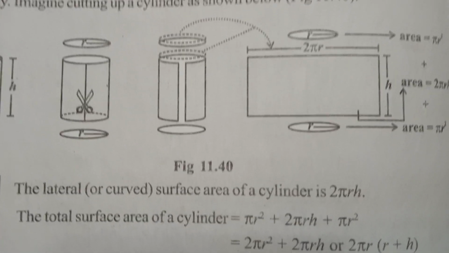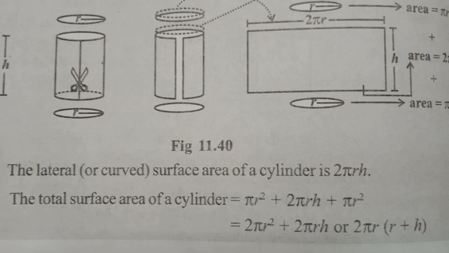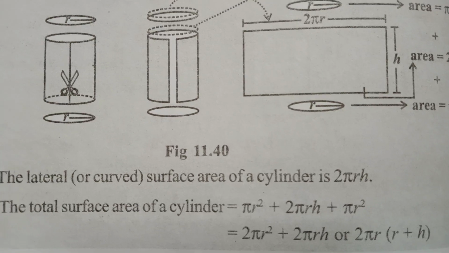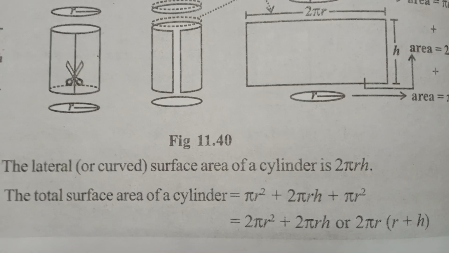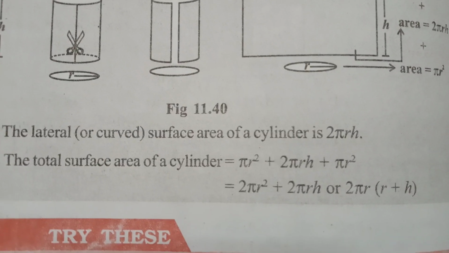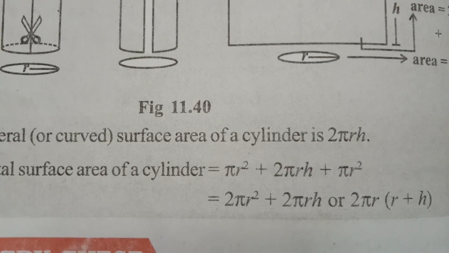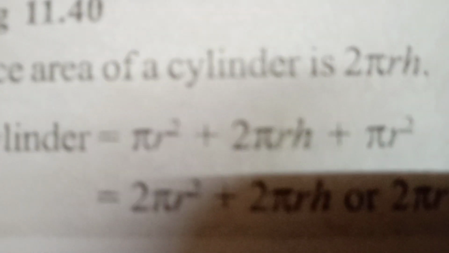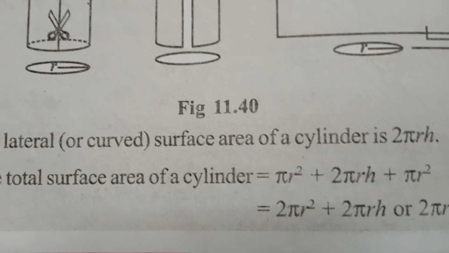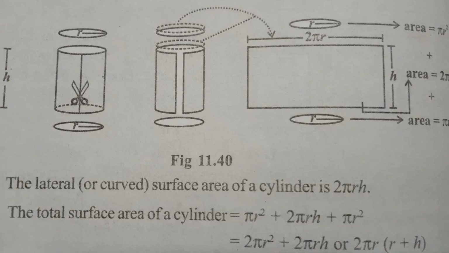So the total lateral surface area, which is nothing but the curved surface area of the cylinder, is 2 pi rh. And the total surface area of the cylinder is the top area pi r square plus the curved surface area 2 pi rh plus the bottom base circular area pi r square. So we can say 2 pi r square plus 2 pi rh, or taking 2 pi r common, this is 2 pi r into r plus h. 2 pi r into r plus h is the total surface area, or simply we call it the surface area of the cylinder.